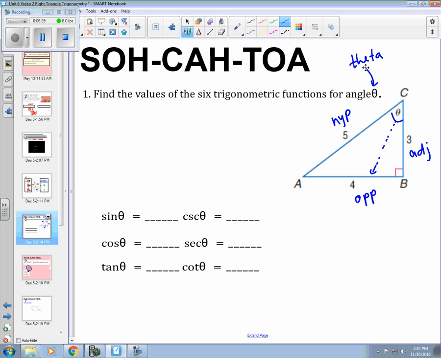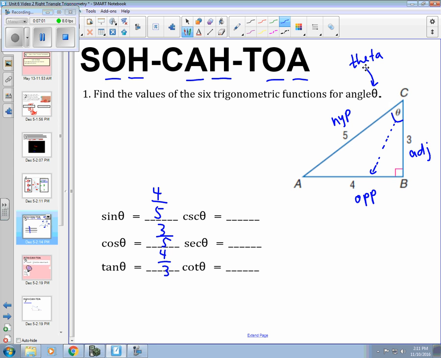So sine of angle theta, sine uses opposite over hypotenuse. So here that would be an answer of 4 over 5. Cosine, adjacent over hypotenuse. In this problem, that would be 3 over 5. Tangent is opposite over adjacent. So our opposite here is 4. Our adjacent is 3.